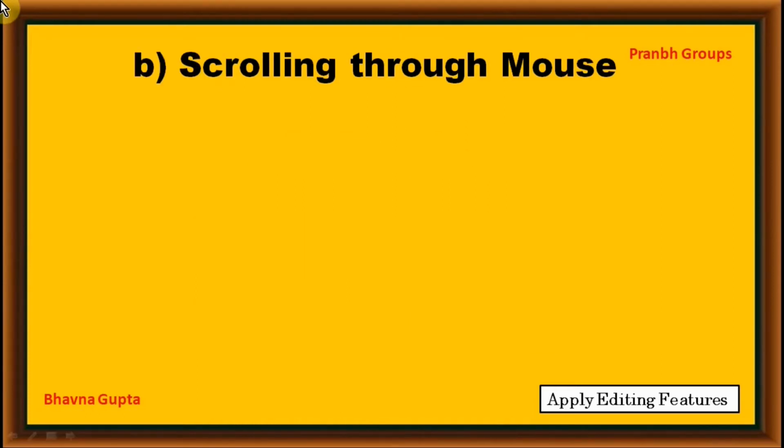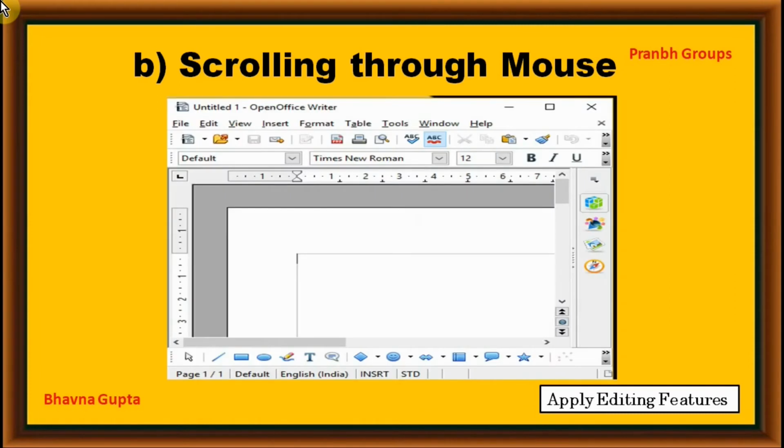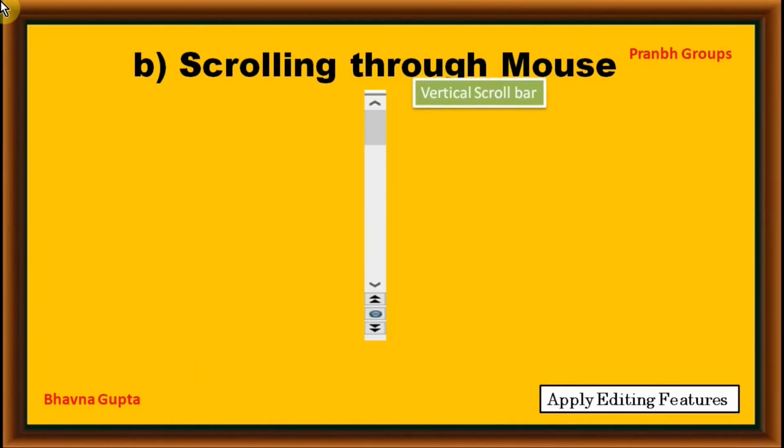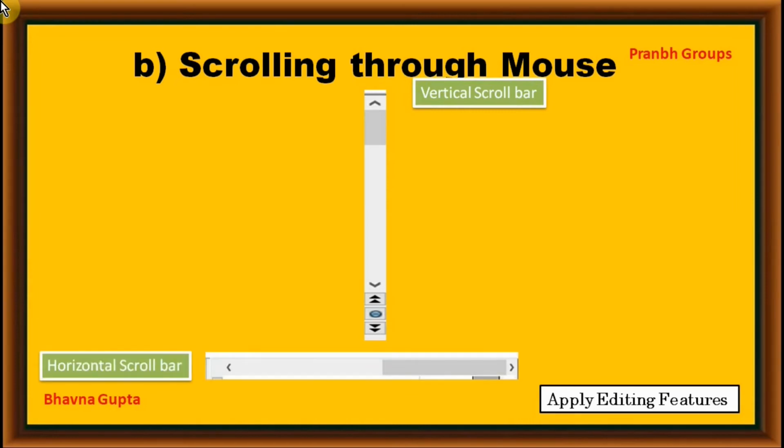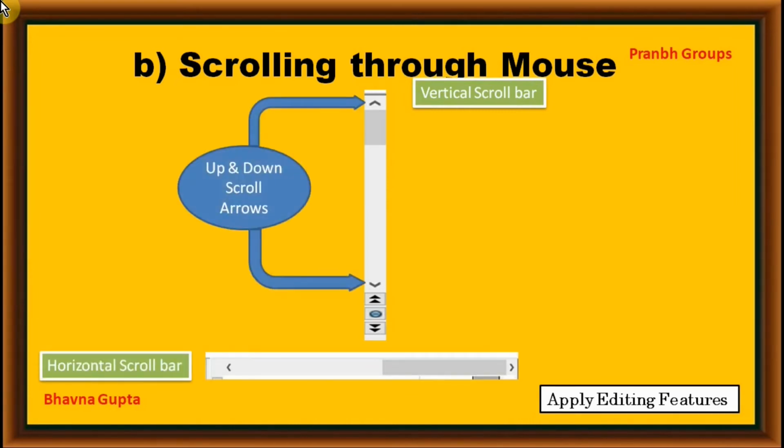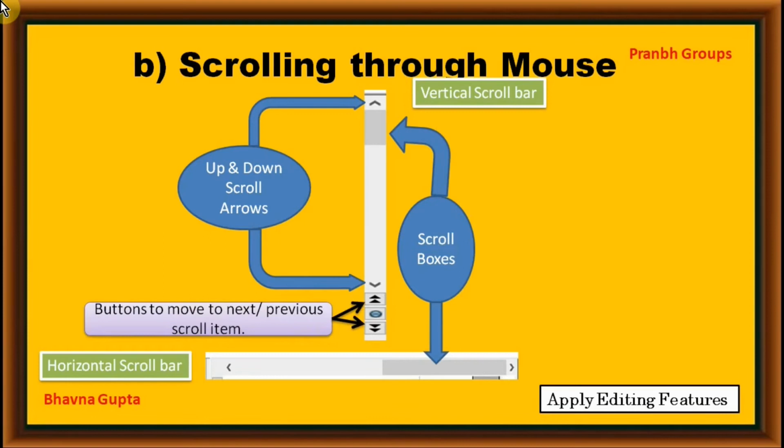Second one is scrolling through mouse. To scroll through mouse, you need to use the scroll bar and scroll buttons with the help of the mouse button. There are 2 scroll bars. First one, vertical scroll bar, and second, horizontal scroll bar. These are up and down scroll arrows, and these 2 scroll boxes, and these 2 buttons to move to the next and previous scroll item, and these 2 left and right scroll arrows.